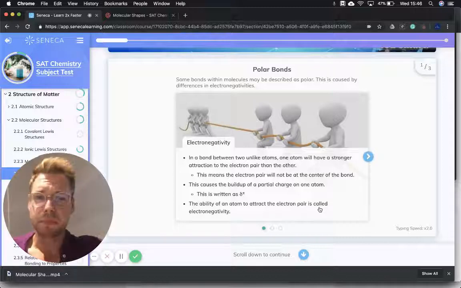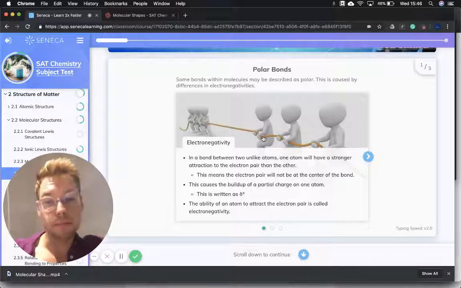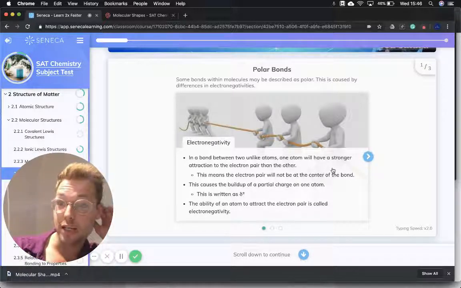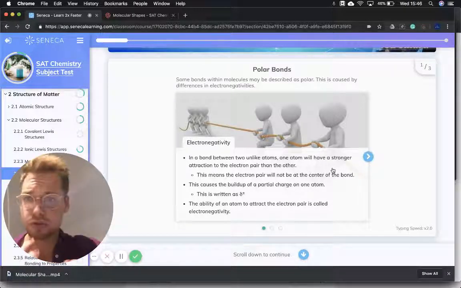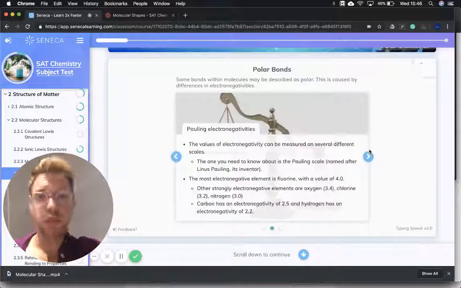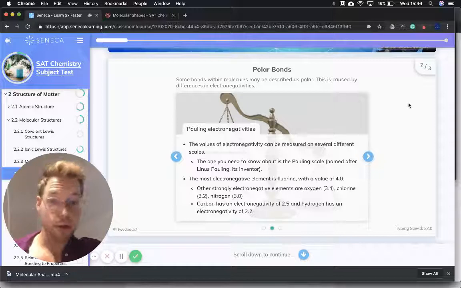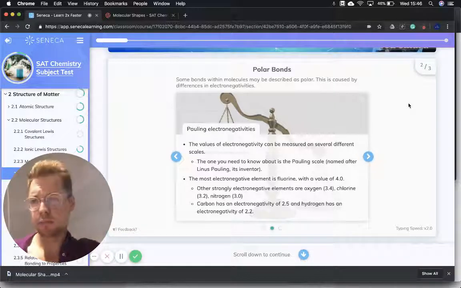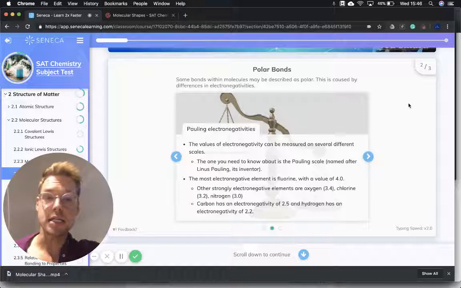Delta is kind of like a weird looking D sign. Google it. The ability of an atom to attract the electron pair is called electronegativity. So how much an atom likes electrons and wants to bond to that electron pair is what we call electronegativity. So the values of electronegativity can be measured on several different scales. The one you need to know about is the Pauling scale, and it's named after Linus Pauling, its inventor.